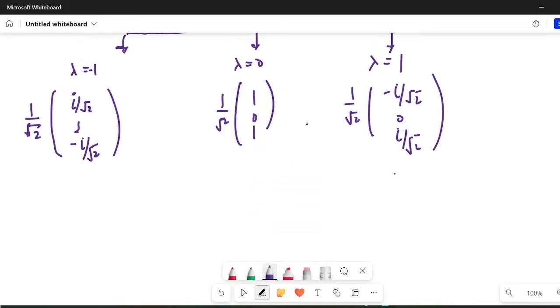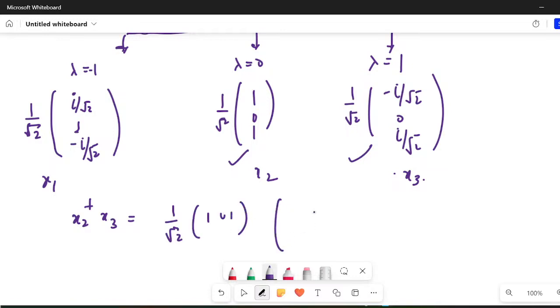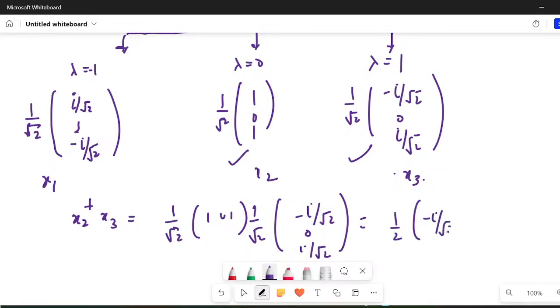Now you just verify, at least for these two, whether they are orthogonal to each other or not. We have already normalized them, so there is no doubt regarding the normalization. So if I write orthogonal, it would mean orthonormal, because we have already normalized them. Let's say this is your x1, this is your x2, and this is your x3. If I take x2 dagger x3, what will I get? I will get 1 upon root 2 times 1, 0, 1, and then you have 1 upon root 2 here as well, and this will be minus iota upon root 2, 0, and iota upon root 2. What you will get is 1 upon 2 times minus iota upon root 2 plus iota upon root 2, and this is simply equal to 0. So clearly x2 dagger x3 would be 0.